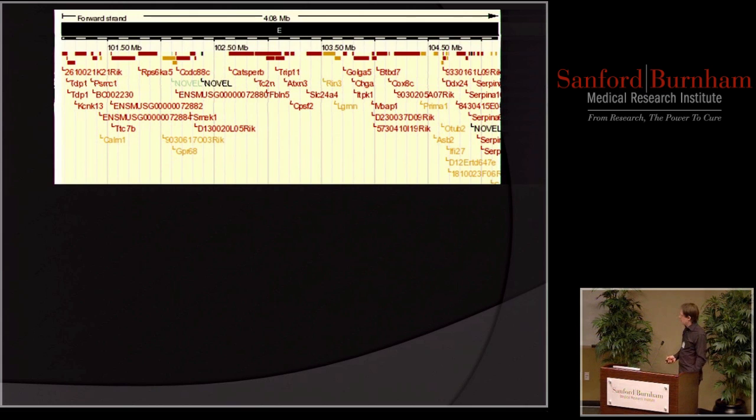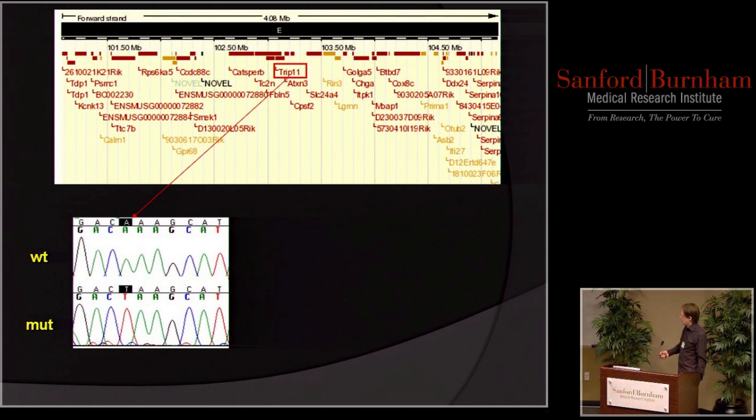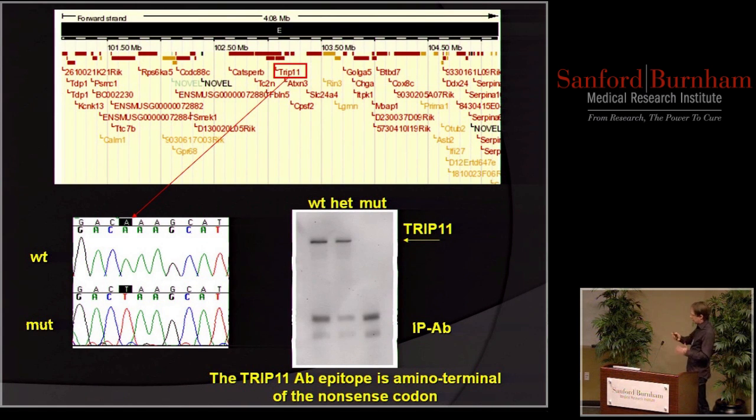And we ended up identifying a single nucleotide change in the gene TRIP11, which stands for thyroid receptor interacting protein 11. And using an antibody that recognizes an epitope N-terminal of the mutation, we found that we actually have no protein in our mutant mice, and that this ENU mutagen had created an effective null allele.